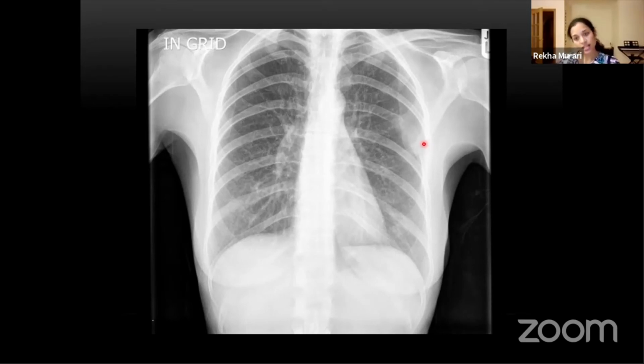And can you see that opacity? It's kind of making an obtuse angle. It's not the ideal case, but if you see, it's actually making an obtuse and it's not making an acute angle. So we know this is something not in the lung, but outside the lung in the chest wall.